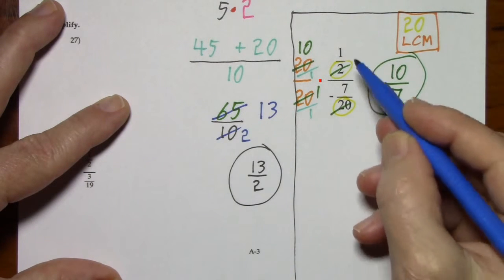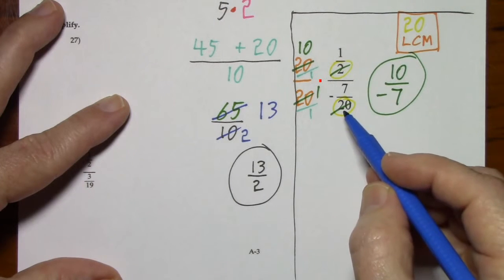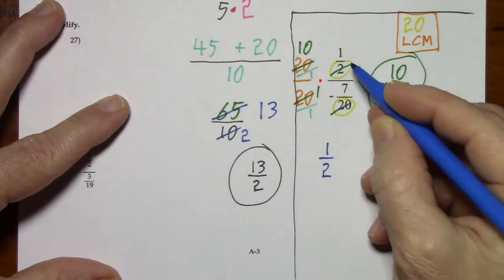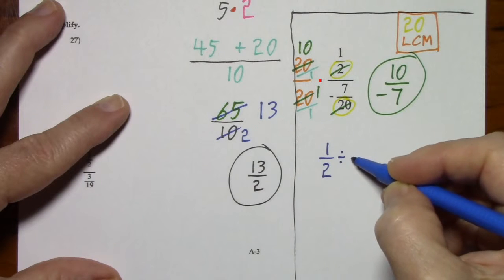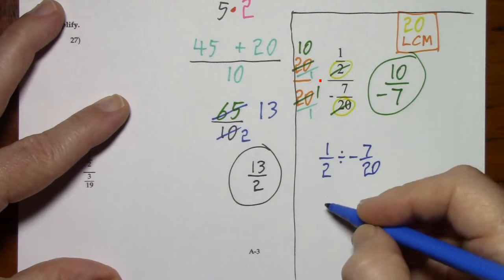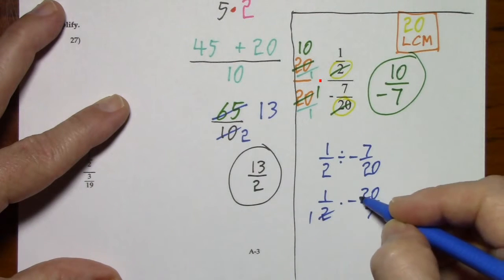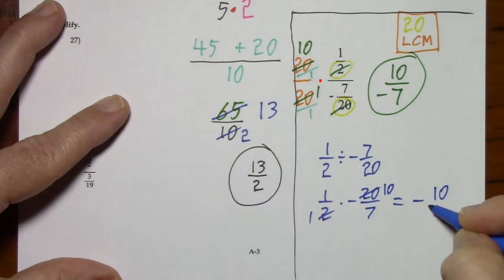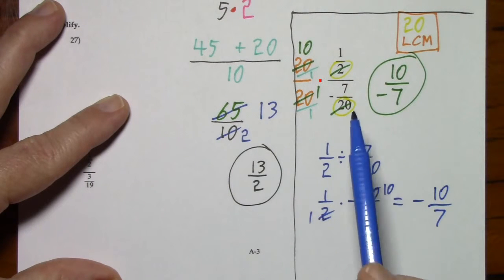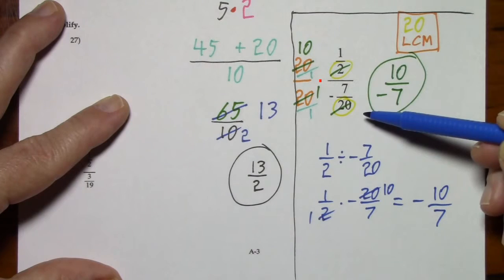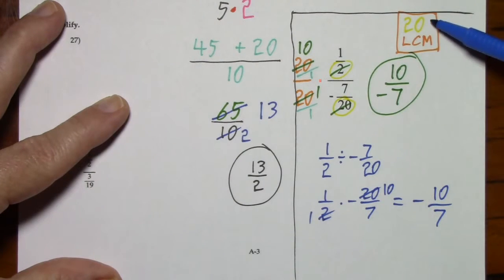I'll say real fast, if you have a problem with just one fraction and one fraction, you can solve it a different way. This would be 1/2 divided by negative 7/20. When you divide by a fraction, you flip it and multiply. Divide by 2, divide by 2, and you get negative 10/7. You're going to have situations much more complicated than this, so I strongly encourage you to learn how to clean this complex fraction up by multiplying with the least common multiple.